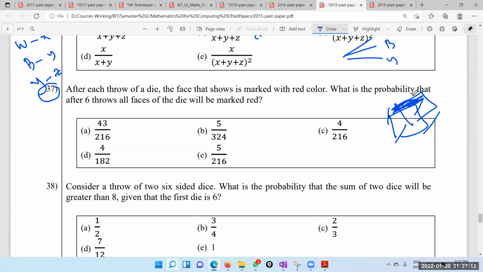What is the probability that after 6 throws all faces of the die will be marked red?